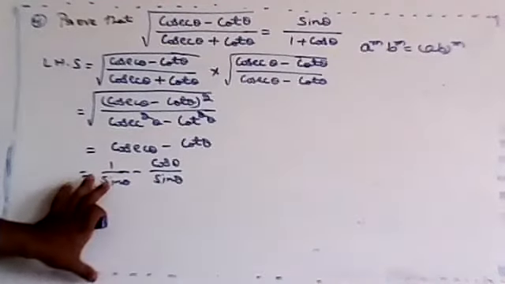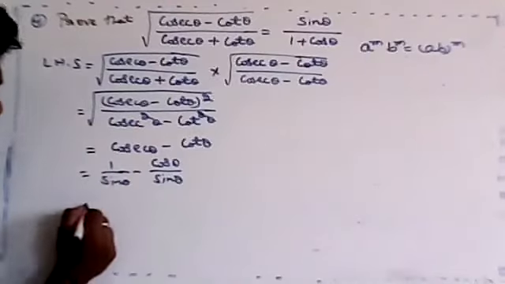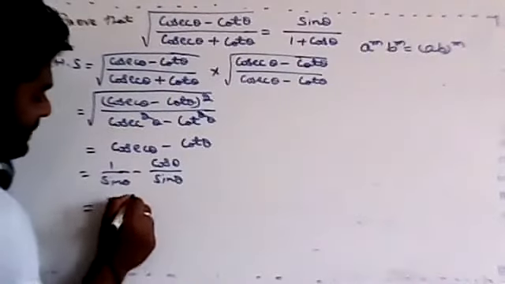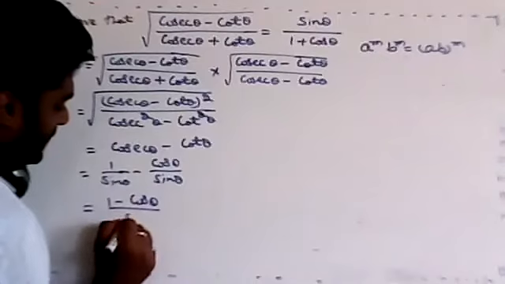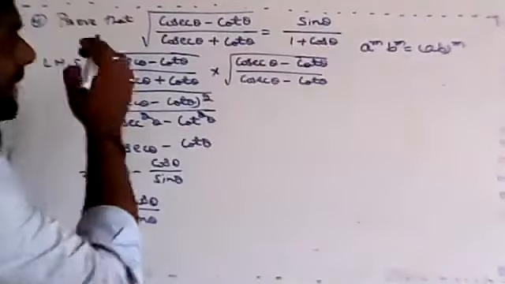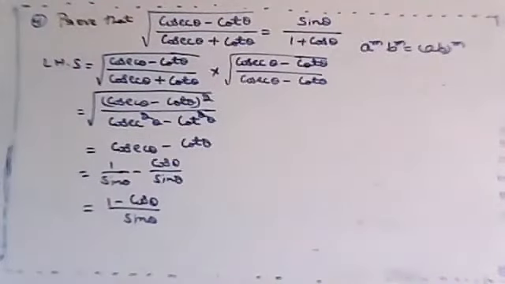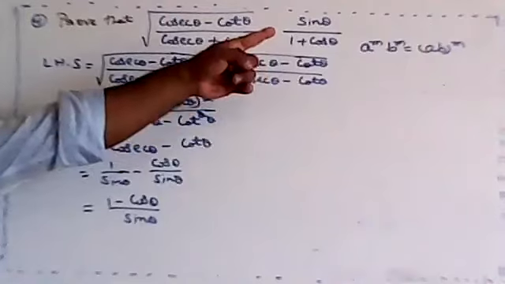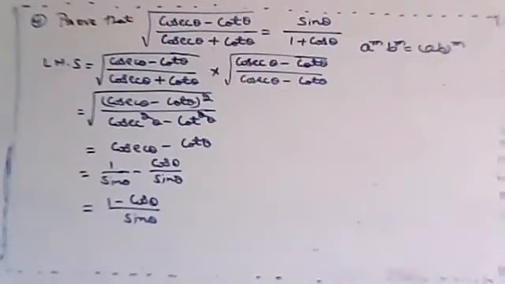This one clear? Take the LCM. We'll get the same sine theta there: 1 minus cos theta divided by sine theta. But we want the answer sine theta by 1 plus cos theta. What is the next step? Here we got the answer 1 minus cos theta by sine theta. But they asked to prove sine theta by 1 plus cos theta. What is the next step?